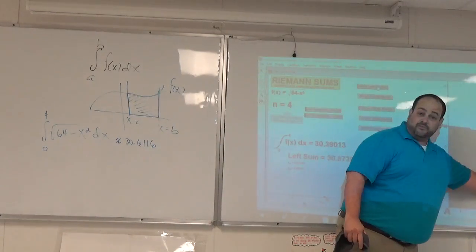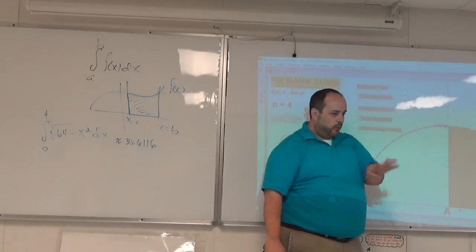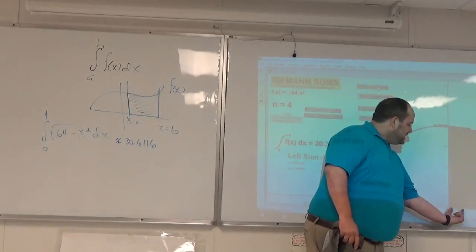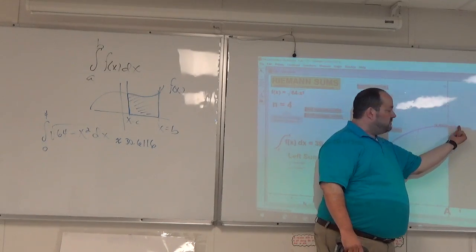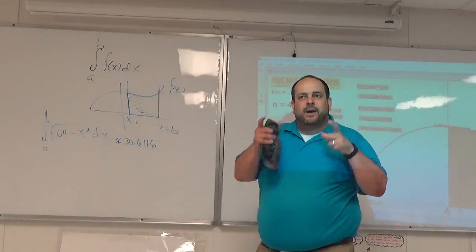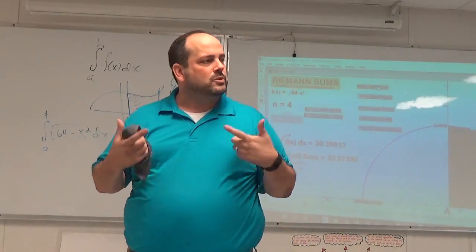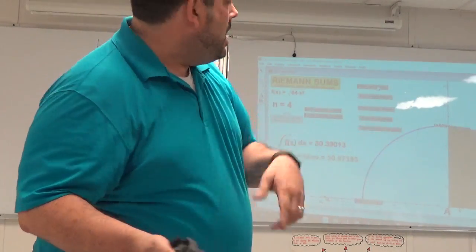I'm still going from A to B. I'm still partitioning my interval into four regions. But now with each subinterval, I use the left endpoint. I go up to the curve, I go over, I go down. I go up, I go over, I go down. The name of the method tells you how to find the area. Aaron, you're good? All right.